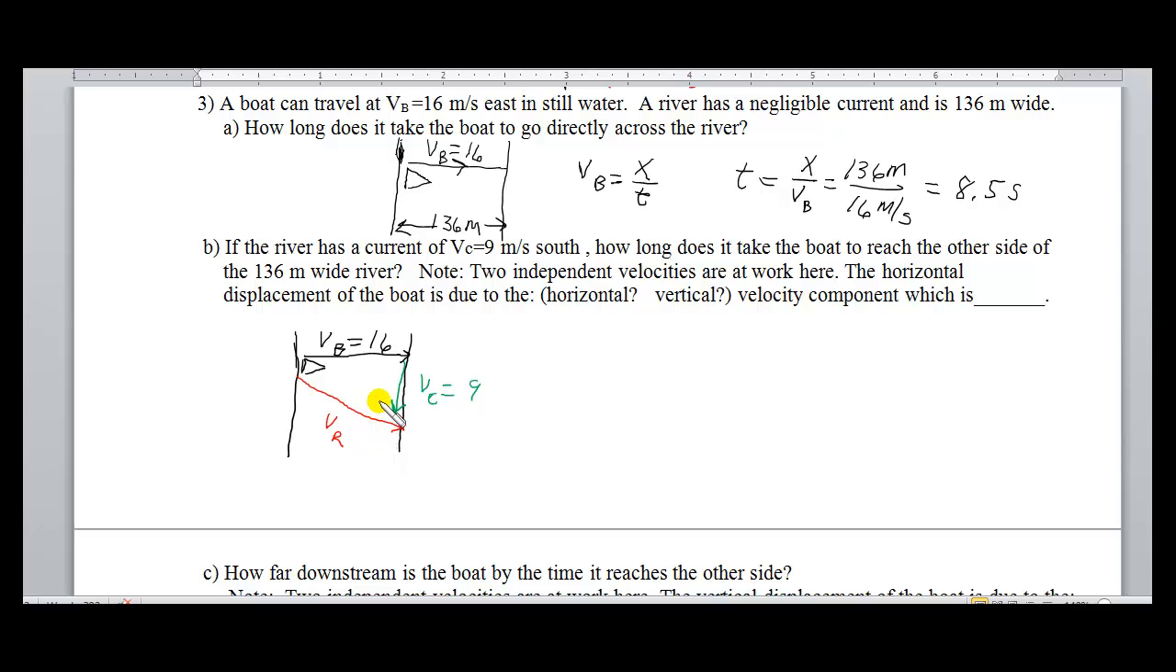So my question remains, how long will it take this boat to go from this point right in here to this point here? Keeping in mind that there's two independent velocities at work here. There's the horizontal displacement of the boat due to, let's see, what's taking it horizontal? Which velocity component is doing this, and what's the value of that velocity component? So answer these questions and see if we can figure out how much time it takes the boat to go from here to here. Push that pause button now.